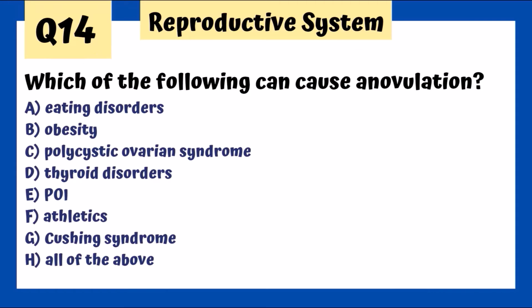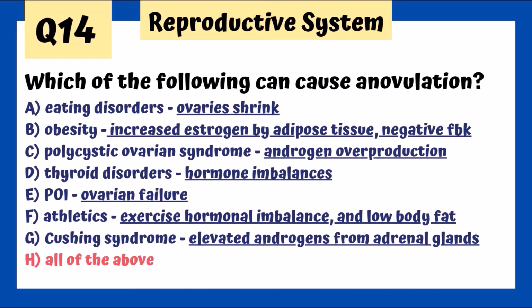Which of the following can cause anovulation? All of these things can cause anovulation. Eating disorders, obesity. Well, let's just talk about why. Eating disorders, the ovaries shrink. Obesity, increased estrogen. Leads to negative feedback. Polycystic ovarian syndrome, which we'll talk about more, leads to androgen overproduction. Thyroid disorders, hormone imbalances. Primary ovarian insufficiency leads to ovarian failure, as we spoke about. And athletics, which we'll speak about more also, leads to exercise hormonal imbalance and low body fat. And we'll talk more about that. And Cushing syndrome leads to elevated androgens from the adrenal glands.